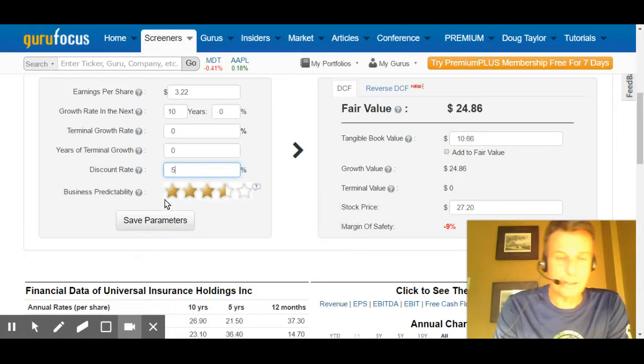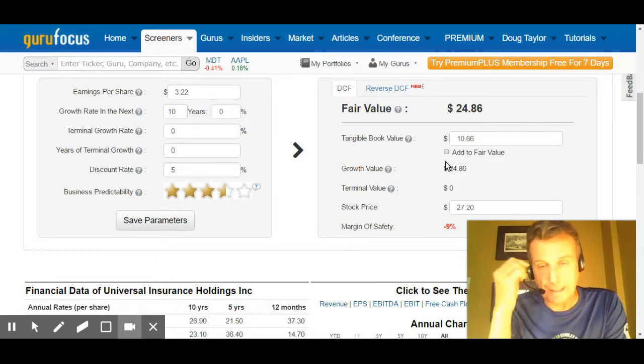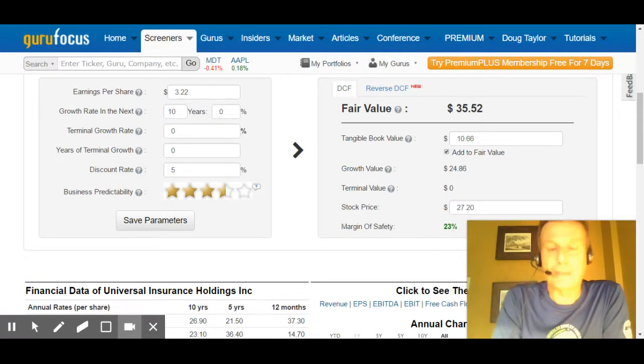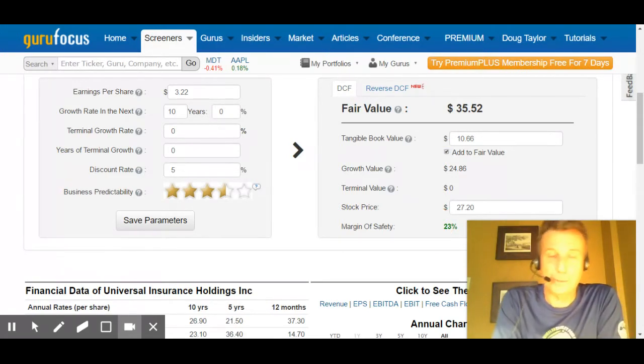So anyways, I've done those pieces, and you can see right now the margin of safety is right here. It's minus 9%. But when I add the tangible book value to the fair value, we now have a margin of safety. So this price is actually under by 23%.